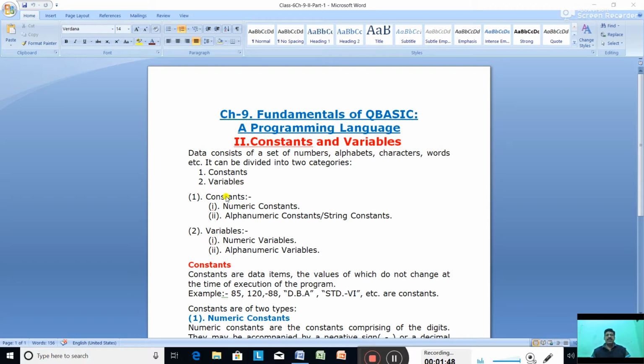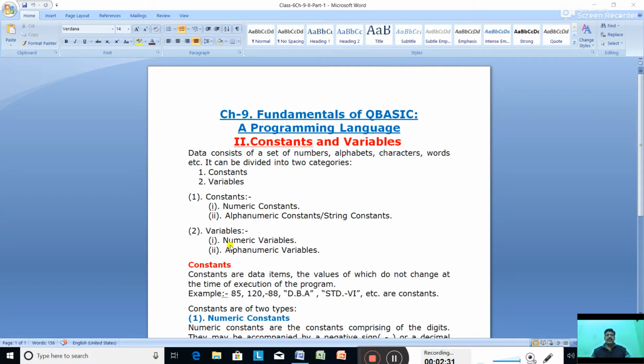Now first we'll discuss about the constants. Constants, which do not change its value, are of two types. First one, numeric constants. Second one is called alphanumeric constants or string constants. Numeric constants consist of only numbers: positive number, negative number, decimal number. Alphanumeric constants or string constants are non-numeric data. Anything written enclosed within the double quote is the alphanumeric constant or string constant.